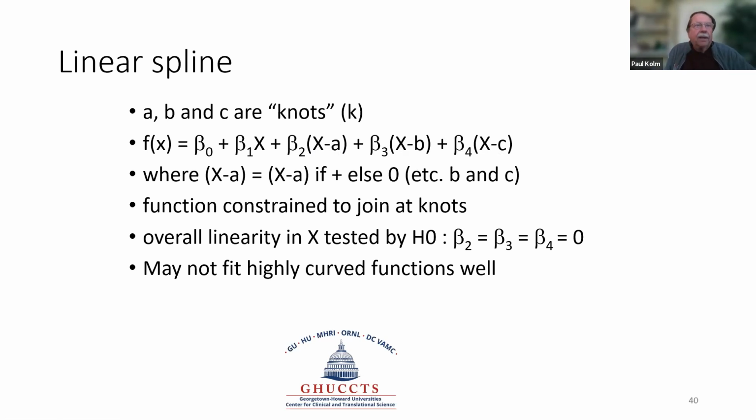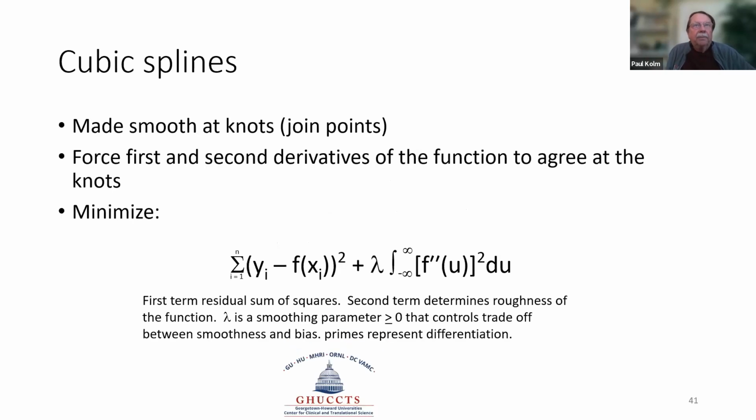And the drawback to just linear splines is that they may not fit functions that are highly curved. So like in the example I had before this, it was fairly straightforward, but we might have a relationship that's more complicated than that. And so the alternative to just doing linear splines is what's referred to as cubic splines.